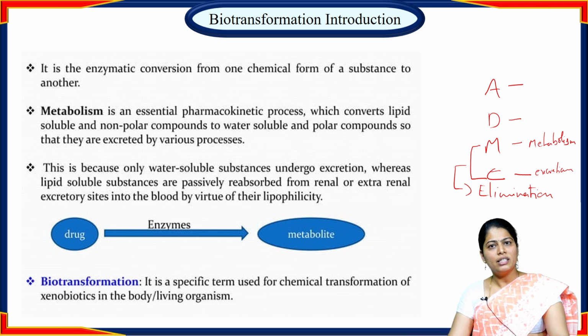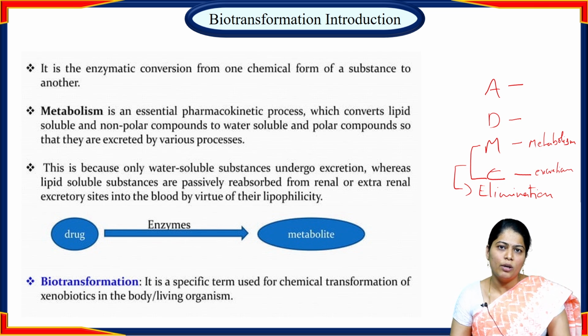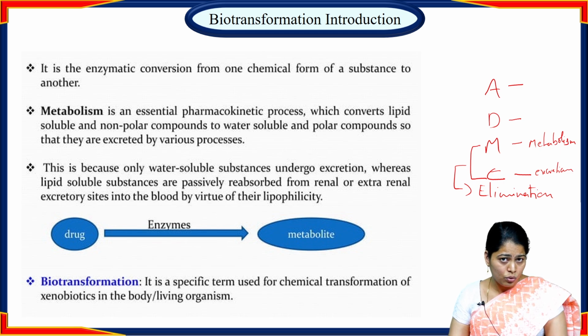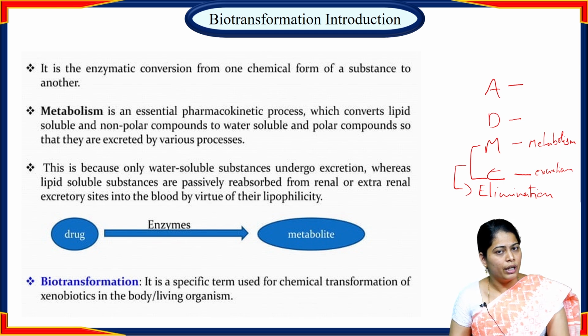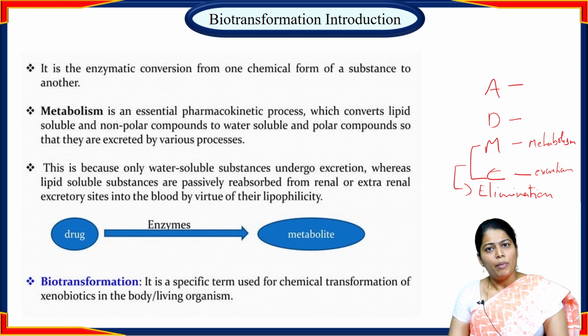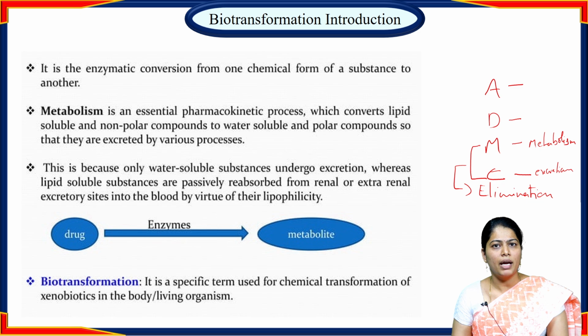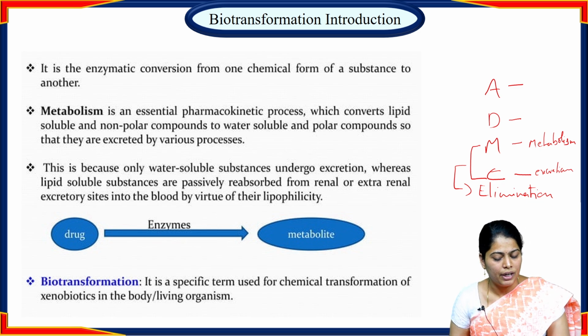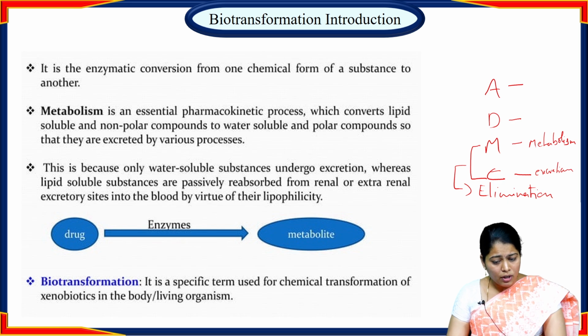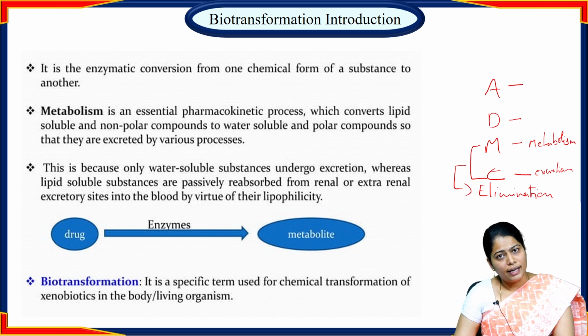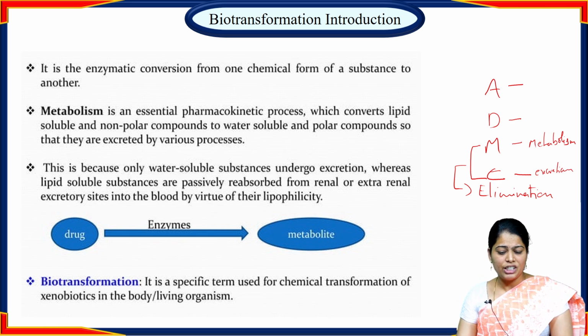Metabolism is the essential pharmacokinetic process which converts lipid soluble and non-polar drugs to hydrophilic and polar molecules, which are excreted by different processes. Majorly, urine is the main excretion route. The remainder is eliminated by sweat, nasal or rectal routes. This is because only water soluble drugs can undergo the excretion process.